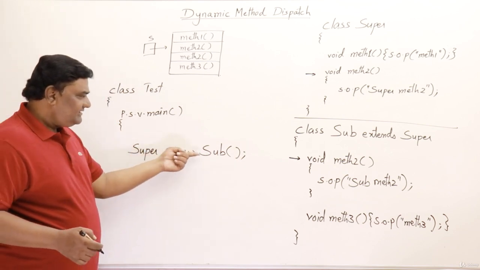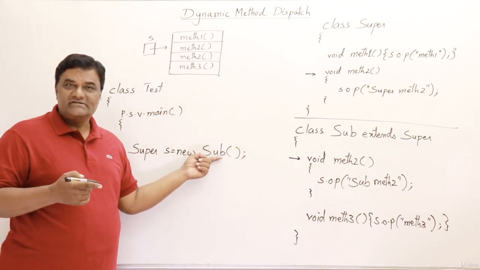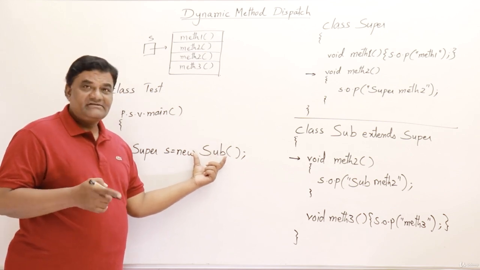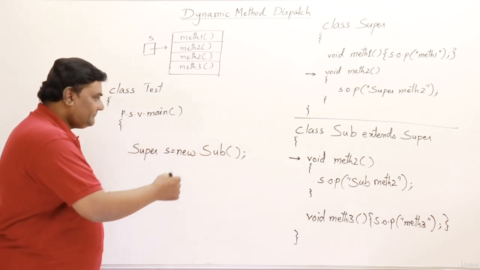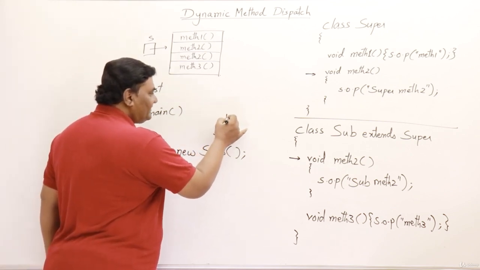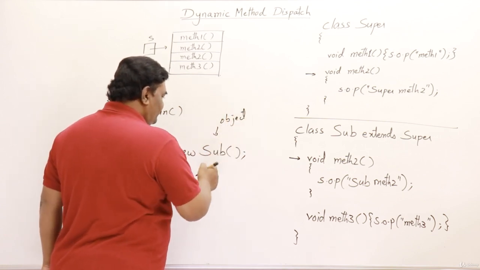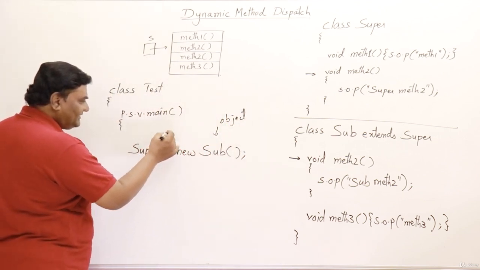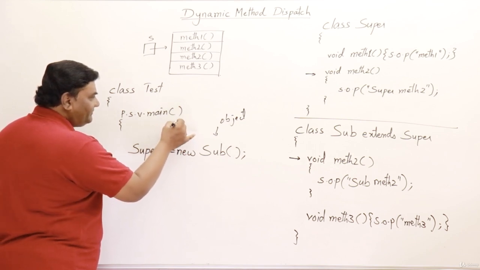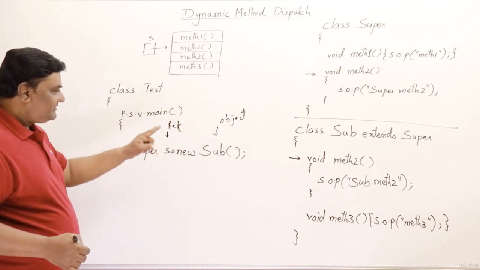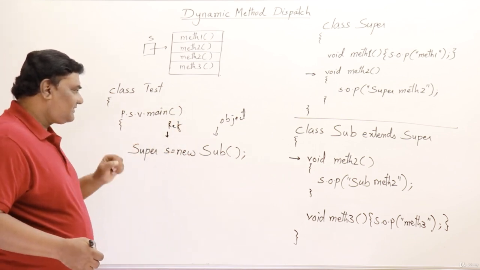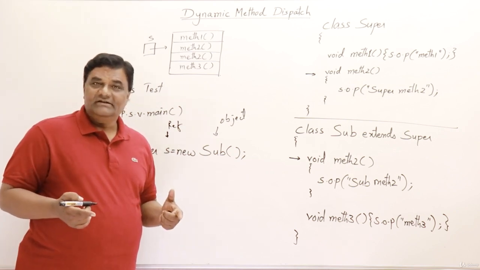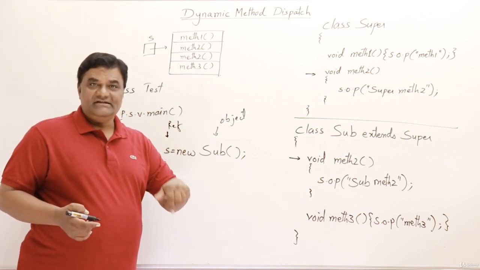Super s = new Sub. What is this? The object is of the subclass. This is a new object of the subclass. The object is from the subclass, but this reference s is from the superclass. The reference is of the superclass, the object is of the subclass. This is a new thing we are learning. Is it allowed? Yes, it is allowed.